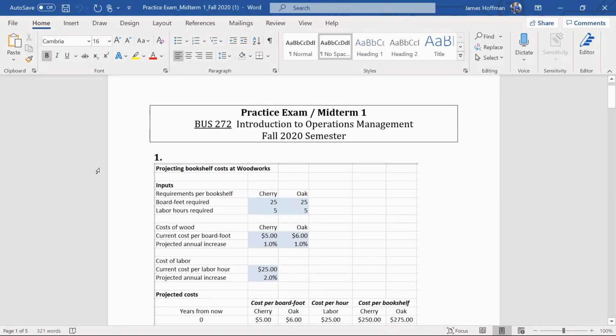All right, so here we go. This is the practice exam. Let's start solving it. And if there's questions, please post them or let me know.